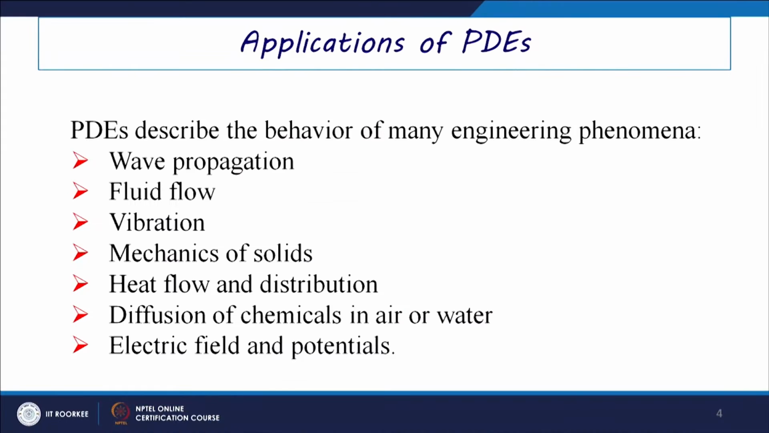Then heat flow and distribution: if we go for the one dimensional or two dimensional heat transfer equation, we find different classes of partial differential equations. Then diffusion of chemicals in air or water, for example cigarette smoke, we can find a diffusion model there. If we write the equation in the form del square u by del x square plus del square u by del y square, then we find the diffusion equation terms.